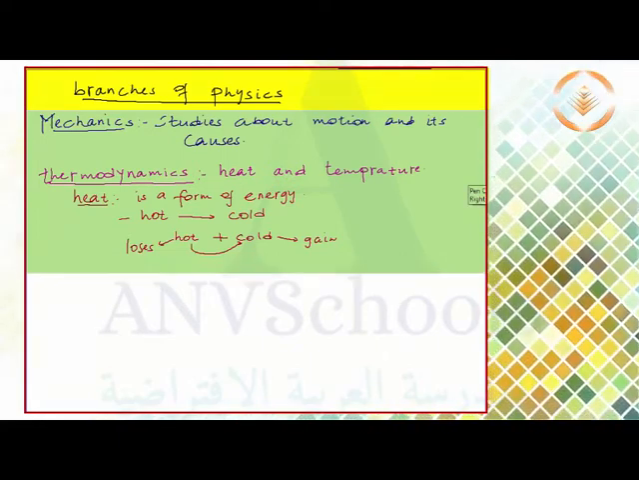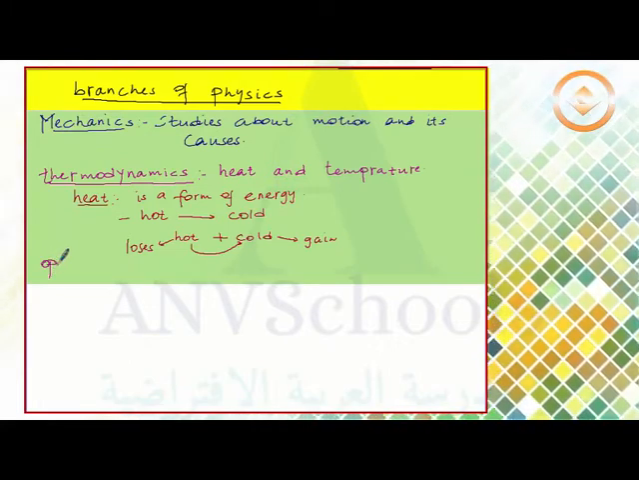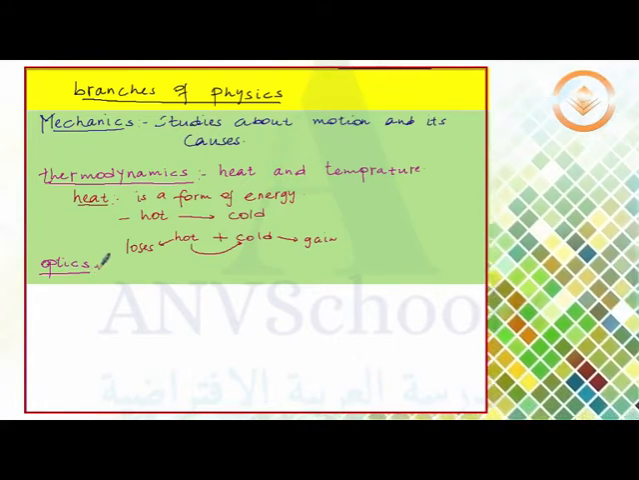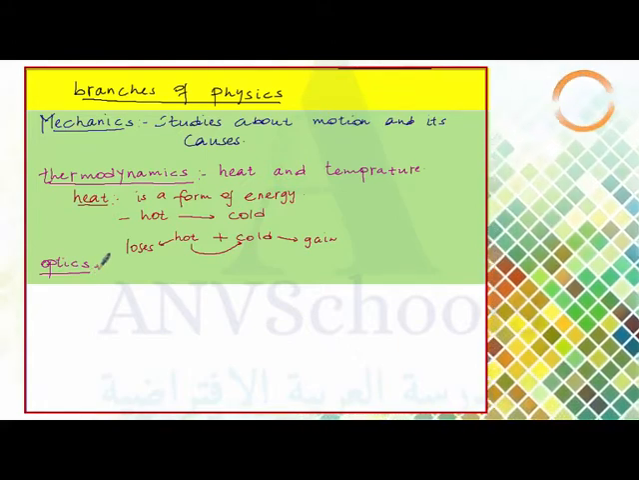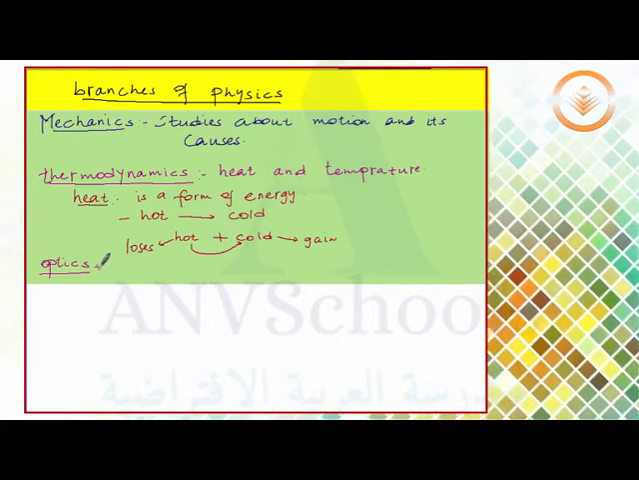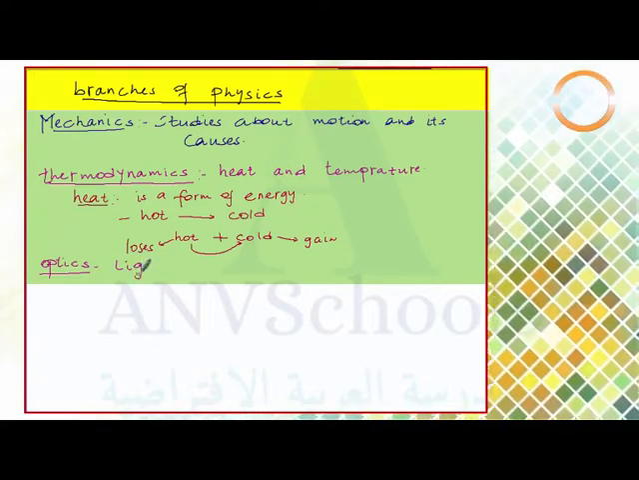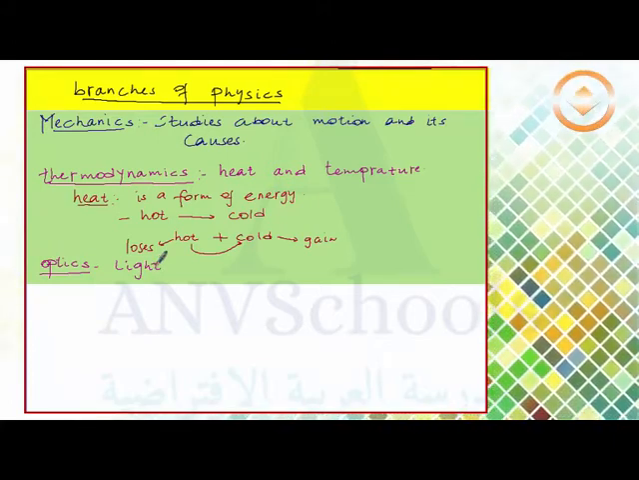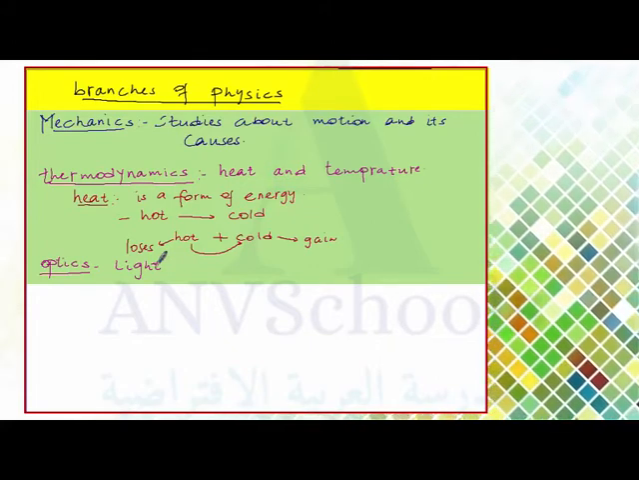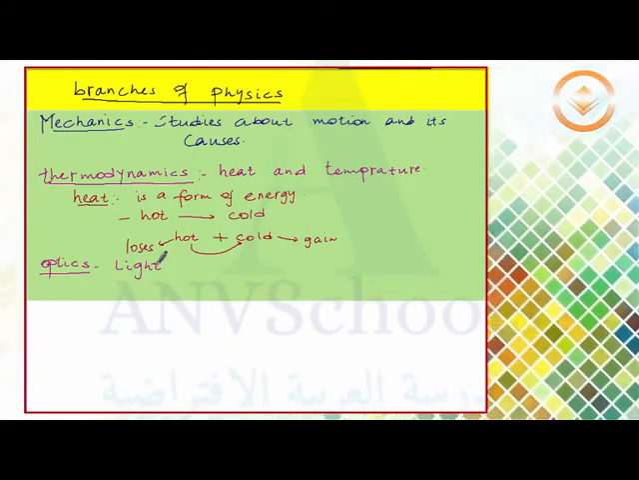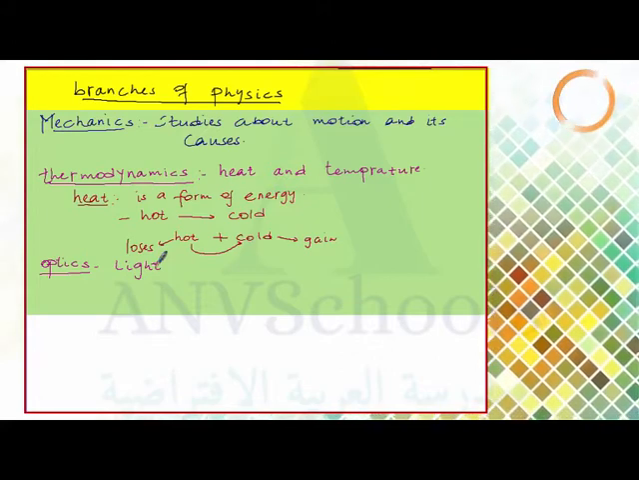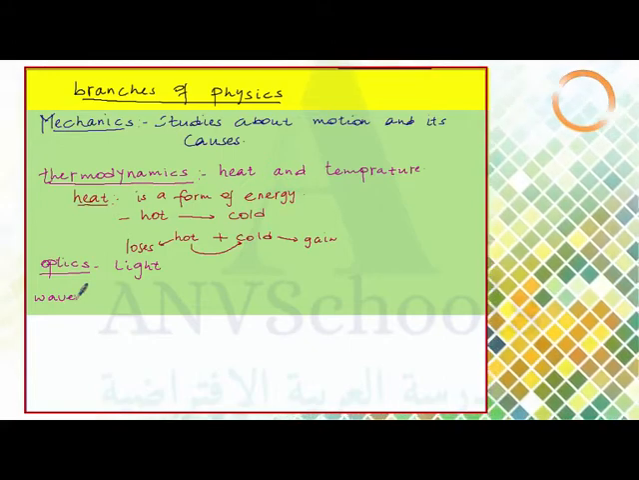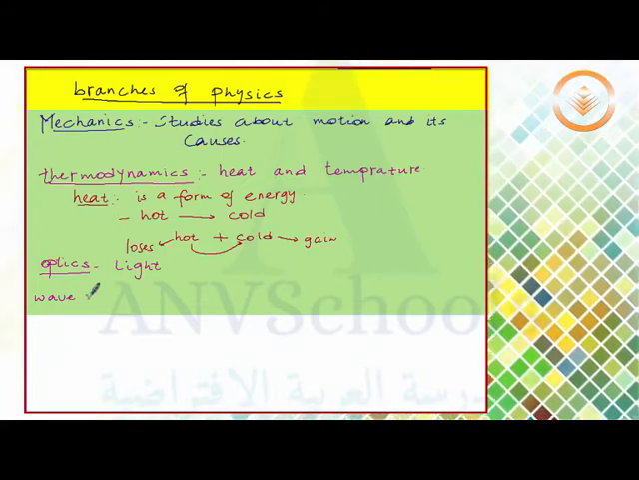And the other branch of physics is optics. Optics is a branch of physics that studies about the properties of light. This studies about how light travels, what are the effects of light, what are the properties of light. The other branch of physics is wave and mechanical physics, or wave physics.